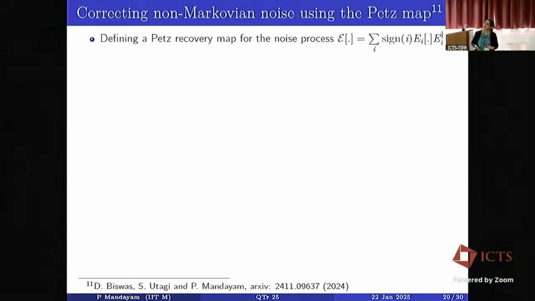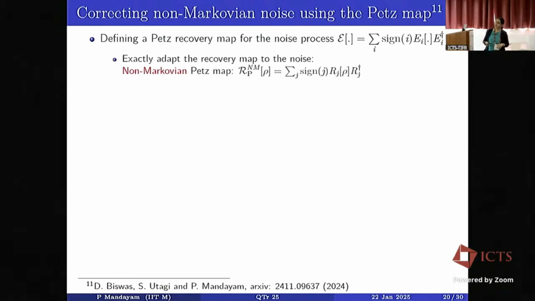And that is what we do in this paper. We actually show that it is possible to define the same PETS recovery map, which I spoke about a couple of slides ago, for the non-Markovian case. Now, if one wants to adapt the recovery map to noise, you can do it in two ways.